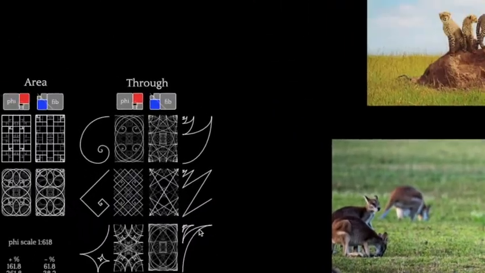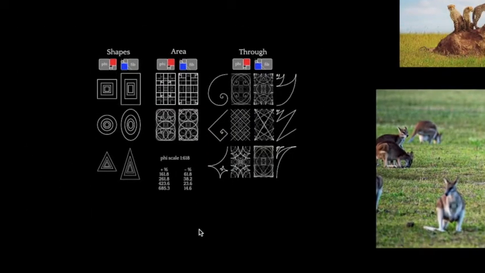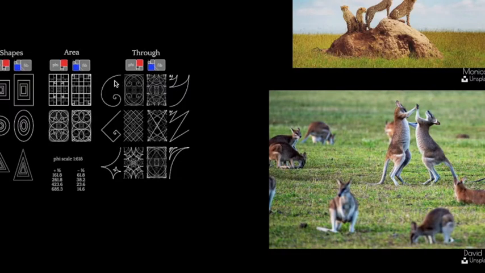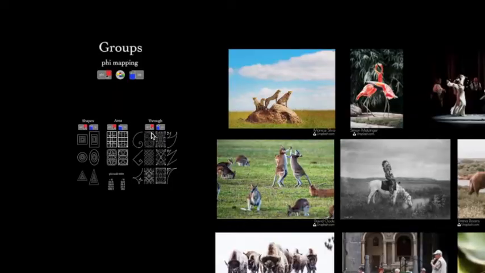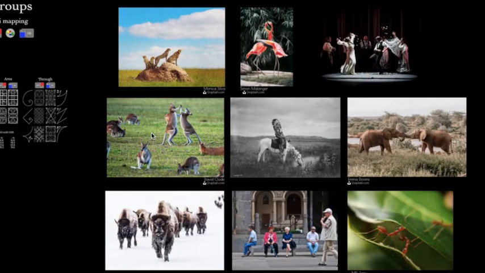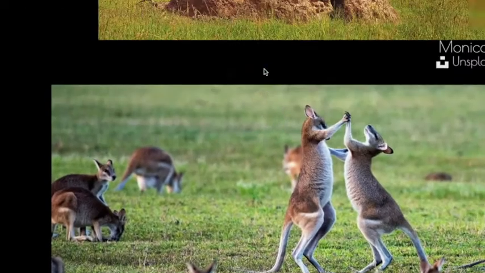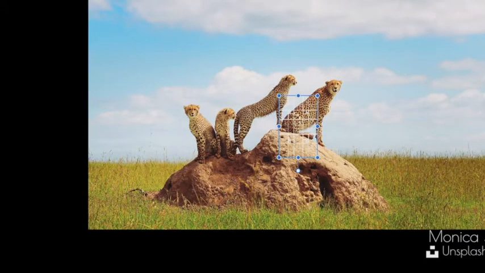Now we've got some different phi related ideas here that we can use to investigate these maps. We've got our basic shapes, and we've got our two different types, a phi map and a fib map, and they're square area maps. And then we've got some through line maps based on those patterns. And we can use these to investigate some phi relationships in here.